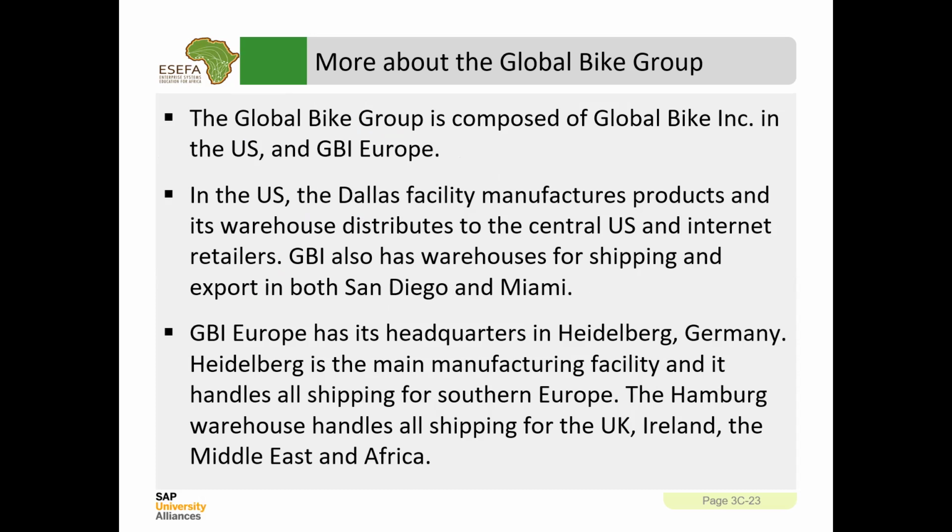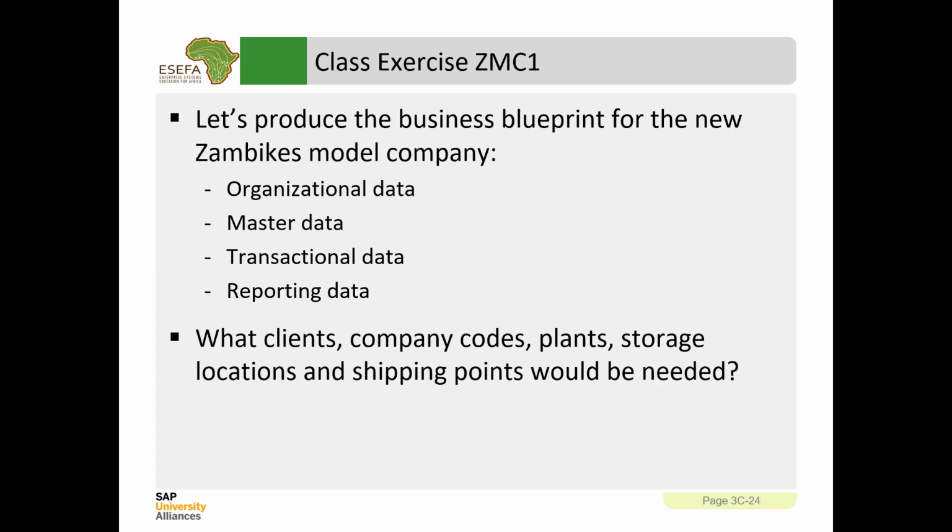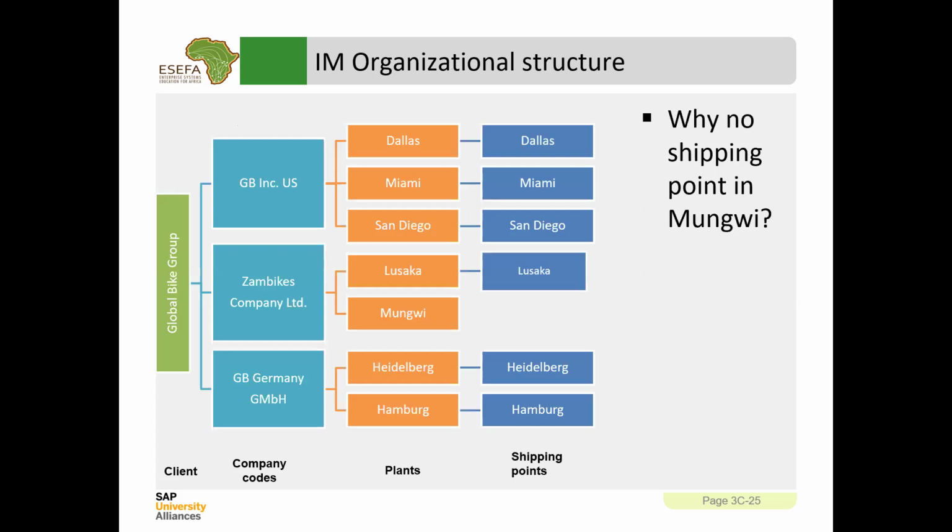So let's look at a model. The Global Bike Group is composed of Global Bike Incorporation in the US. There's another one in Europe, which is in Germany. That of the US is in Dallas. So let's take this organizational structure to explain better.